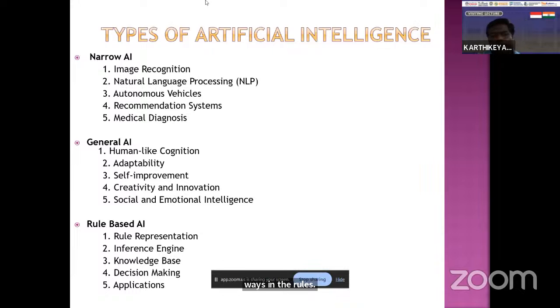The rule-based AI encompasses applications. These applications can be applied in various domains, including diagnosis systems in healthcare, financial decision making, and automated reasoning and troubleshooting in technical support.